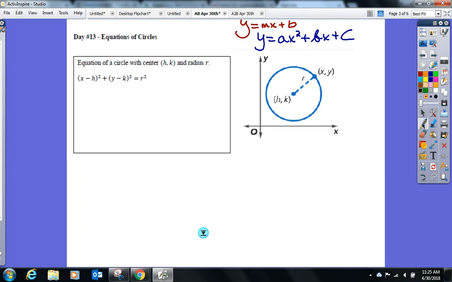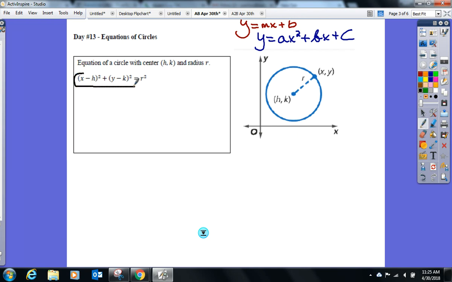What if I graph something in the form of ax squared plus bx plus c? Anybody know the name of that type of graph? Something that's got x squared as the highest exponent. That's a parabola, yes. So today I'm going to show you the version for a circle. And here's the version right here.